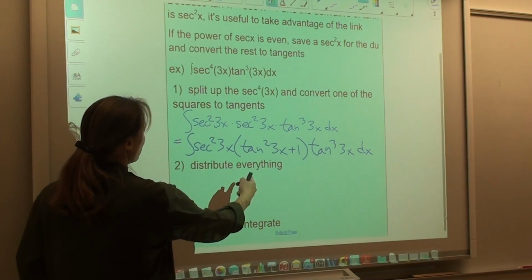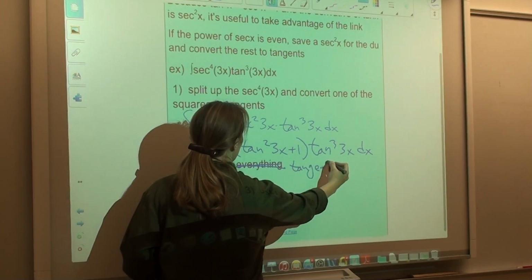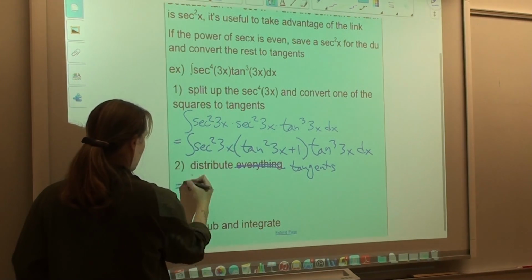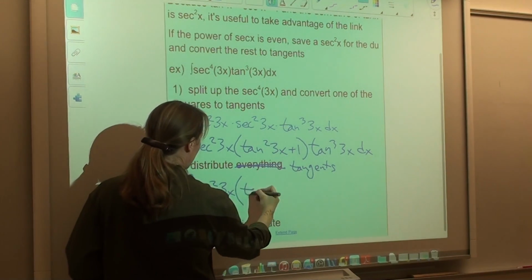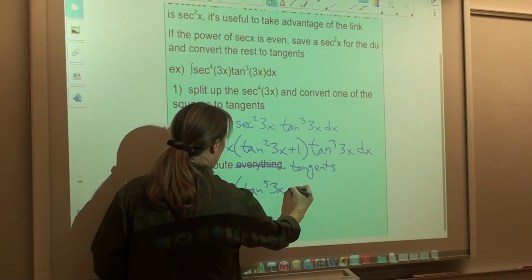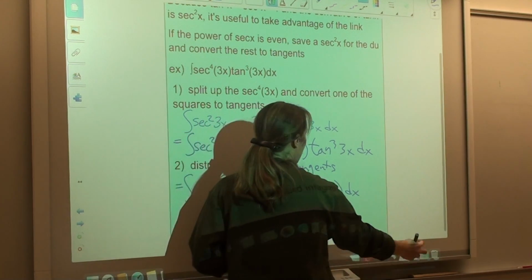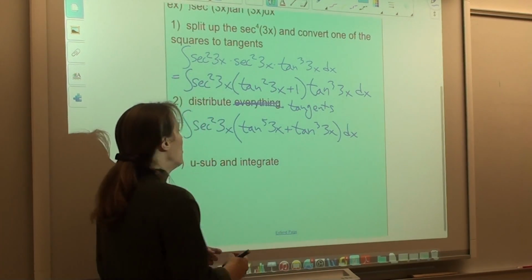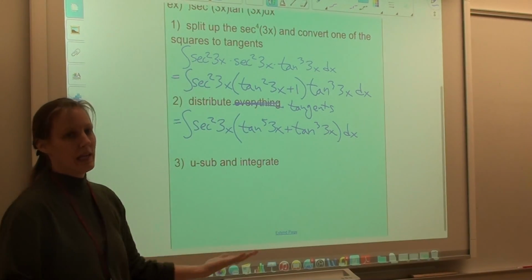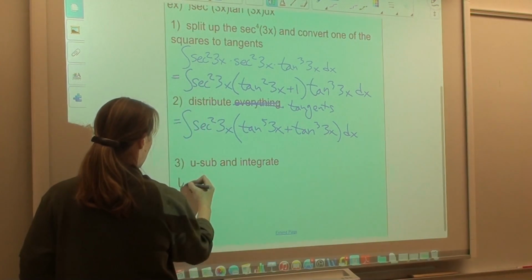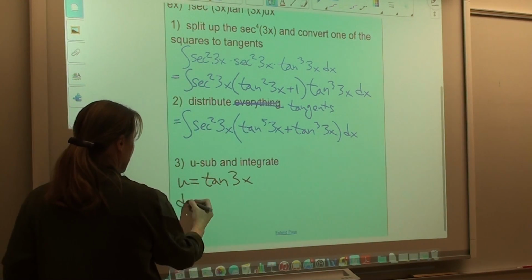All right, it says distribute everything, but really what I mean by that is distribute the tangents. So you end up with tan to the 5th plus tangent cubed. Once you have a secant squared and everything else is in terms of tangents, let u be tangent. In this case, it's tan 3x.